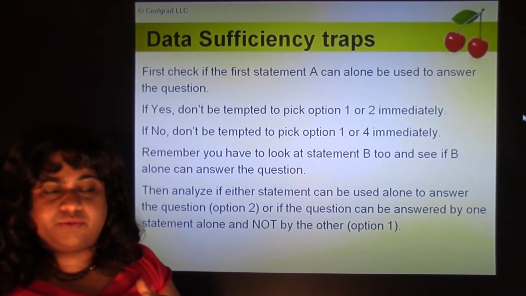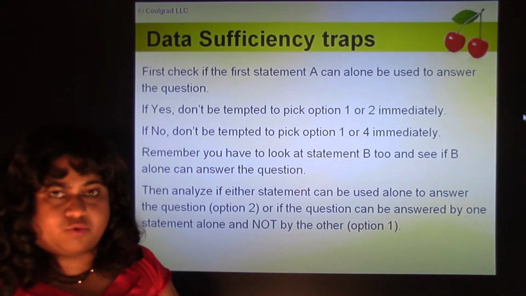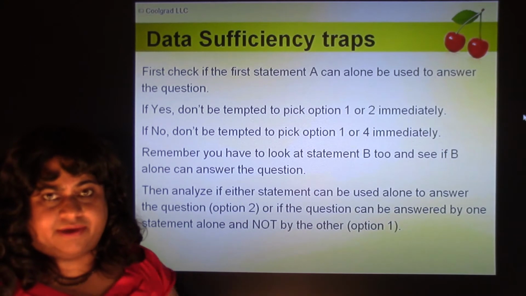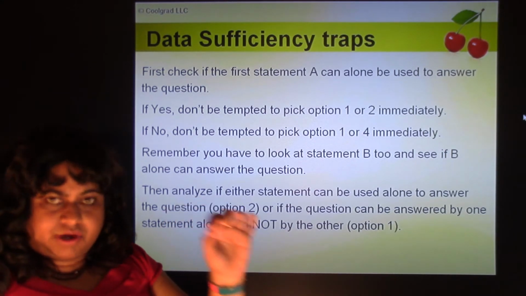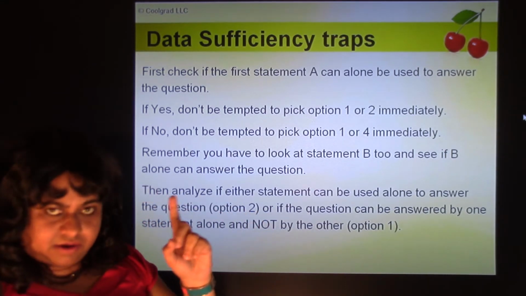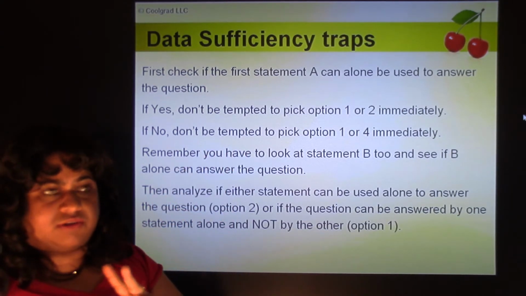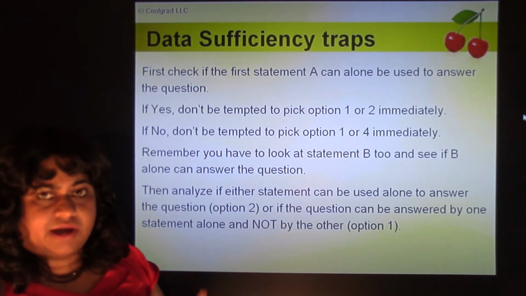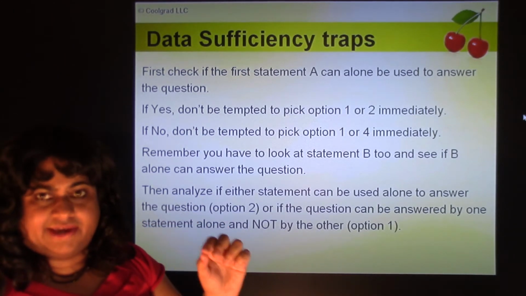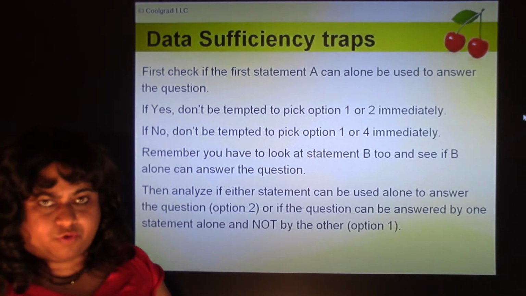And answering the question using either statement is ruled out. So 2 and 3 are ruled out if you cannot answer using A. So look at the first statement A. If you can use that information to answer the question, then your answer choices are 1 or 2. And if you cannot answer the question using A alone, your answer choices are 1 or 4.